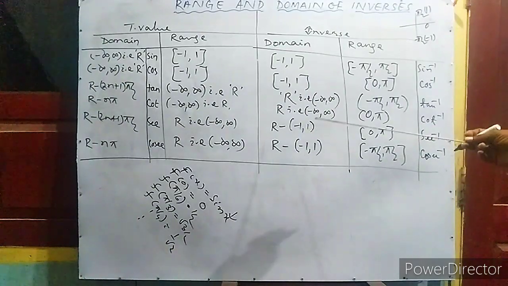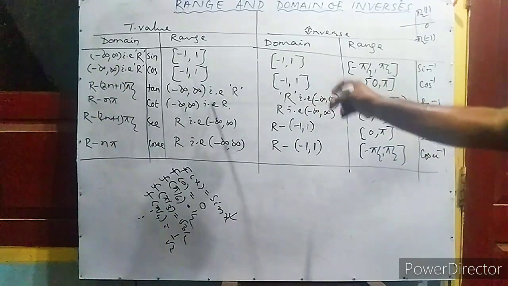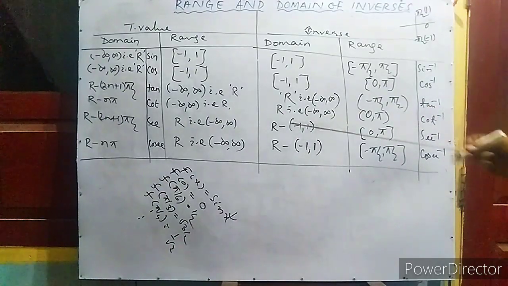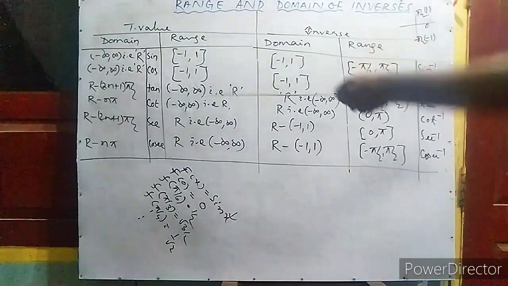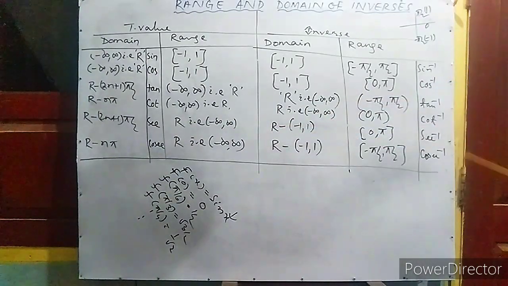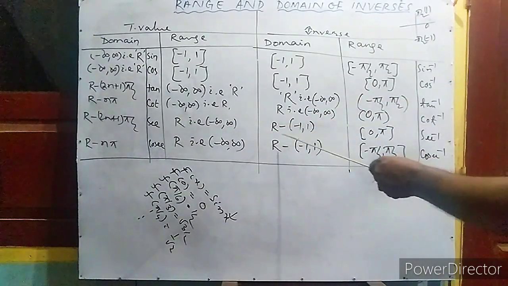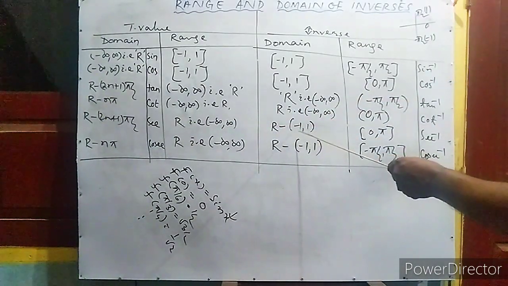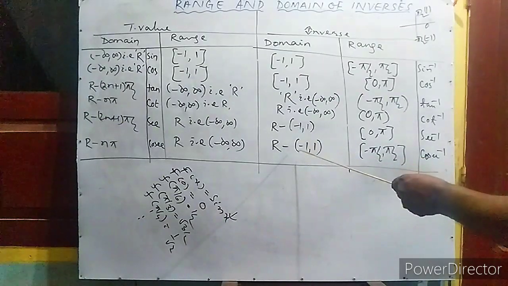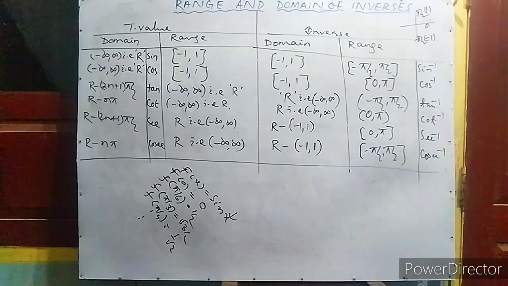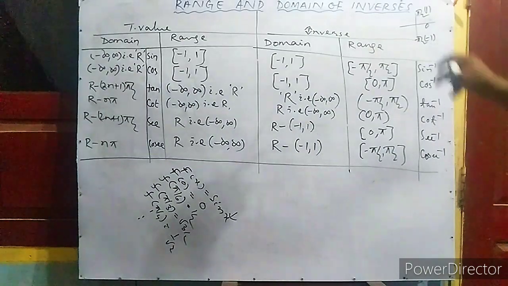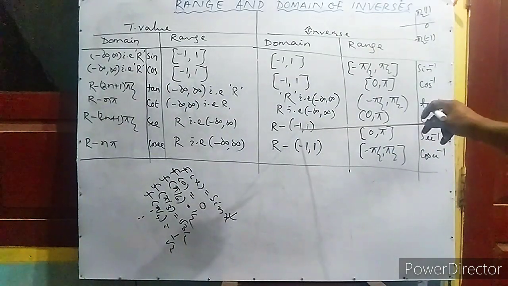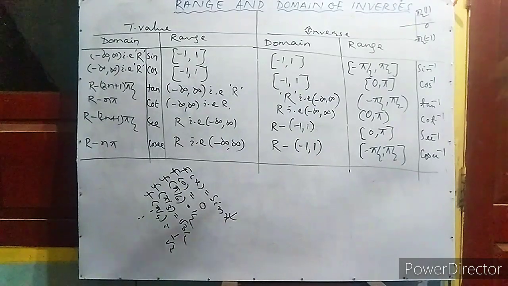These two have little change. Look here, these are the range and these are the domain. But in the case of sec and cosec, that is sec inverse and cosec inverse, there is a little change. The domain is the real numbers except the interval minus 1 to plus 1, which means you should not take these two values, minus 1 and plus 1. So for sec inverse and cosec inverse, the domain and range are these.